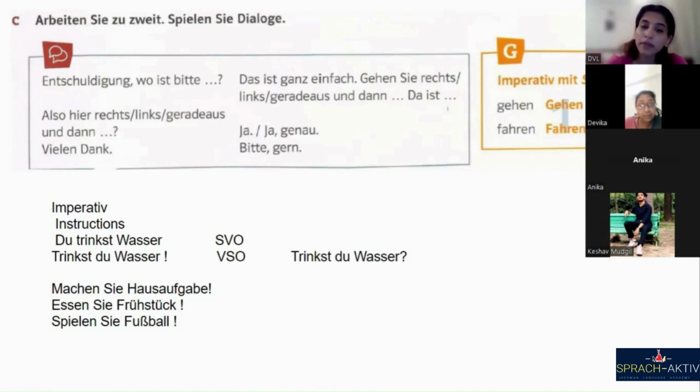Ja nein Frage. Right. So abhi basically ja nein Frage mein bhi same cheez likhi hai, imperative mein bhi same cheez likhi hai. So then it depends on the intonation, how you're speaking. Like suppose it's an instruction, I'll say trinkst du Wasser. Now if it is a question, I'll say trinkst du Wasser. It all depends on the intonation.